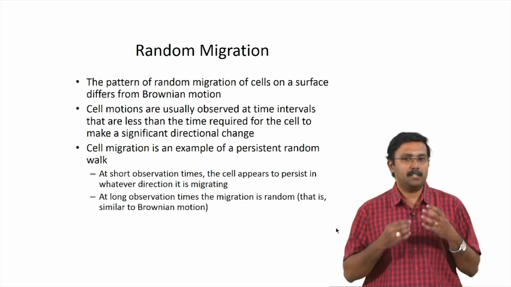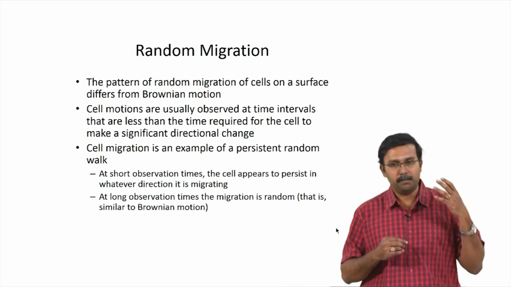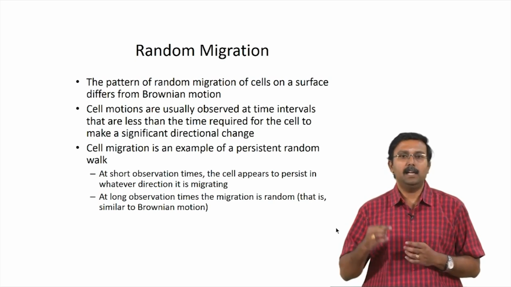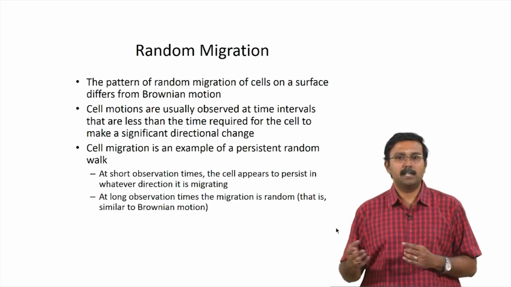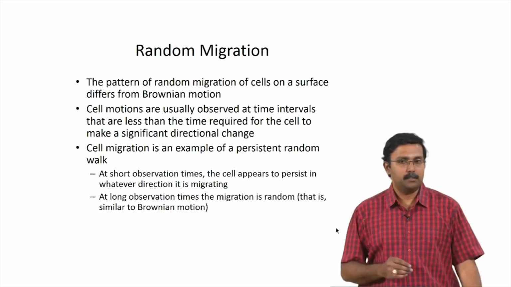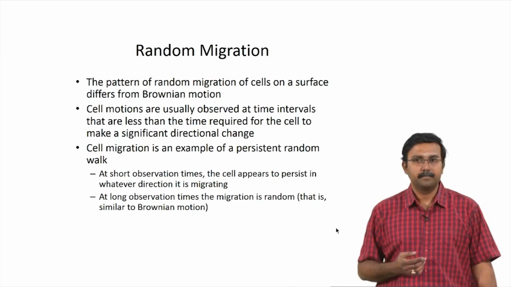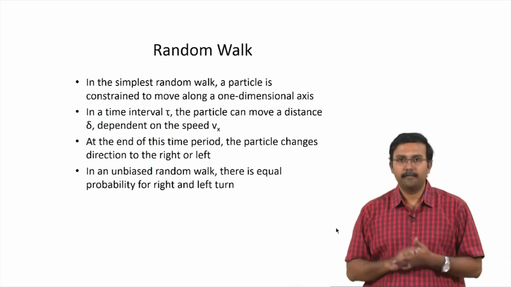So, what happens is at short observation times, the cells seem to be persisting towards one direction, and for long observation times the cells are migrating randomly, right. So, that is what a persistent random walk is. It represents both sides. Okay.